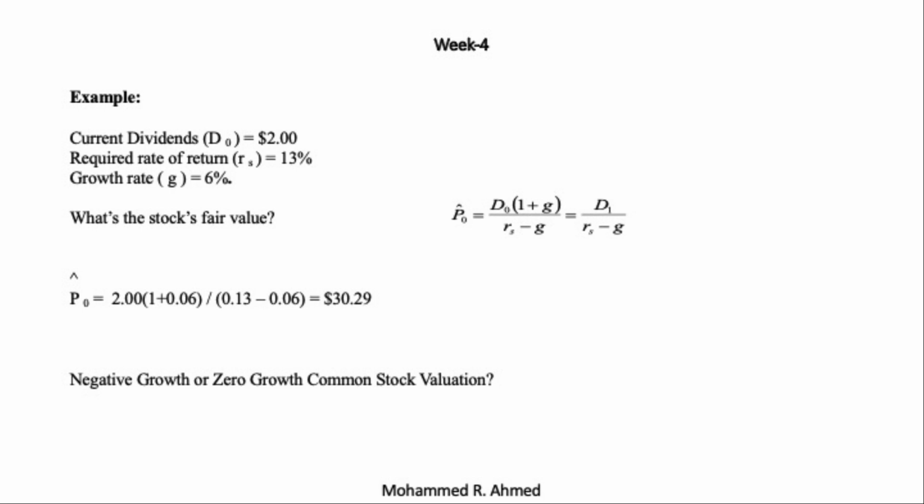Now, you can use the same model for negative growth or zero growth. Whenever we have negative growth, we go ahead and make G negative. Or if it's zero growth, substitute G as 0 and then solve for the expected price of the common stock, or fair value of the common stock.